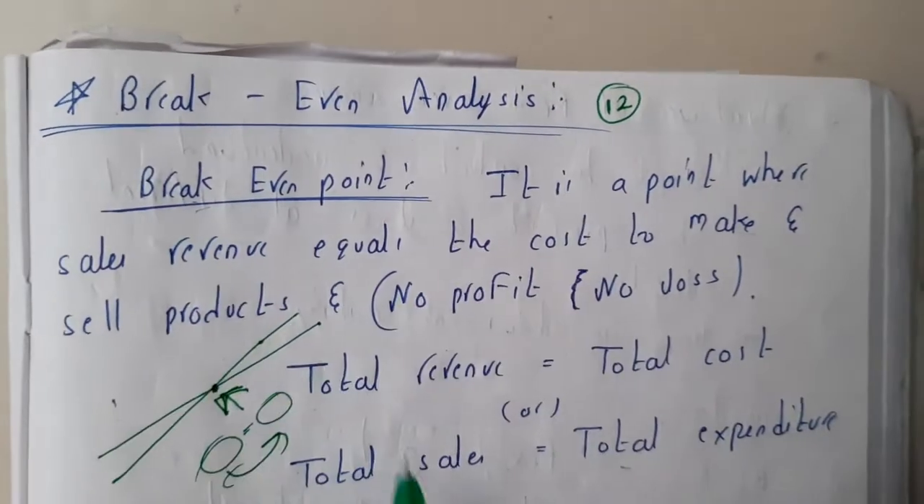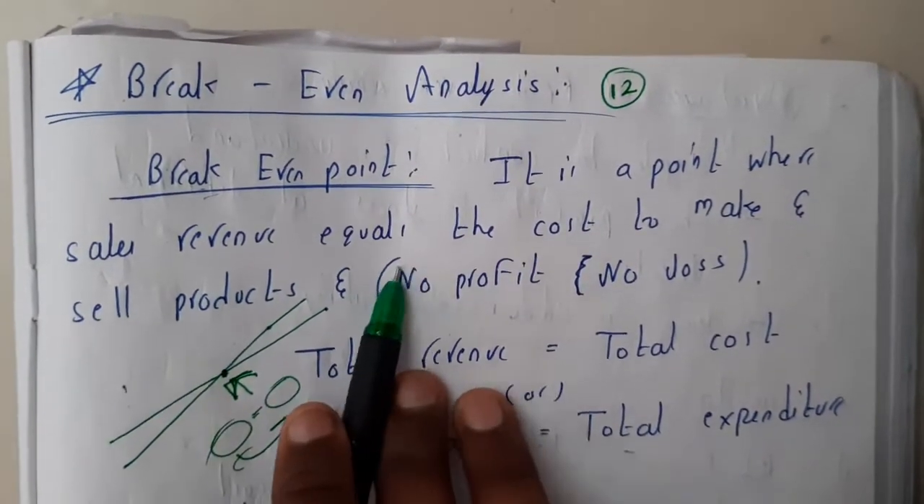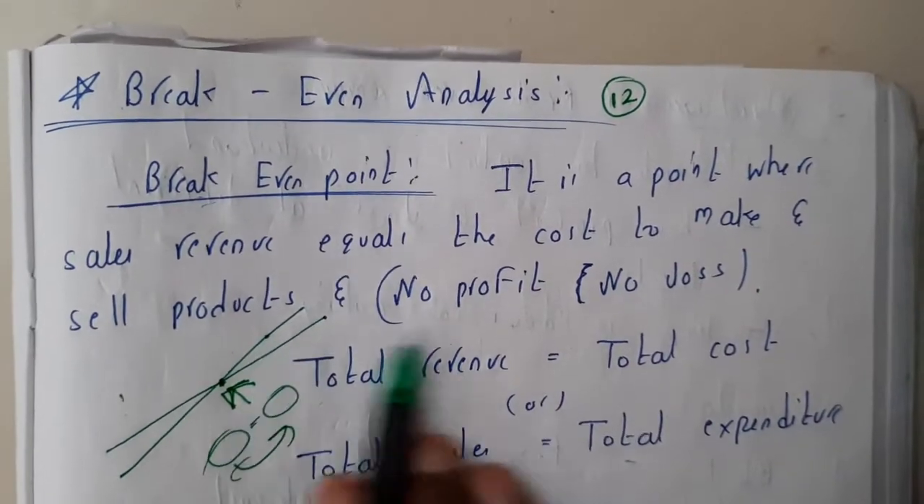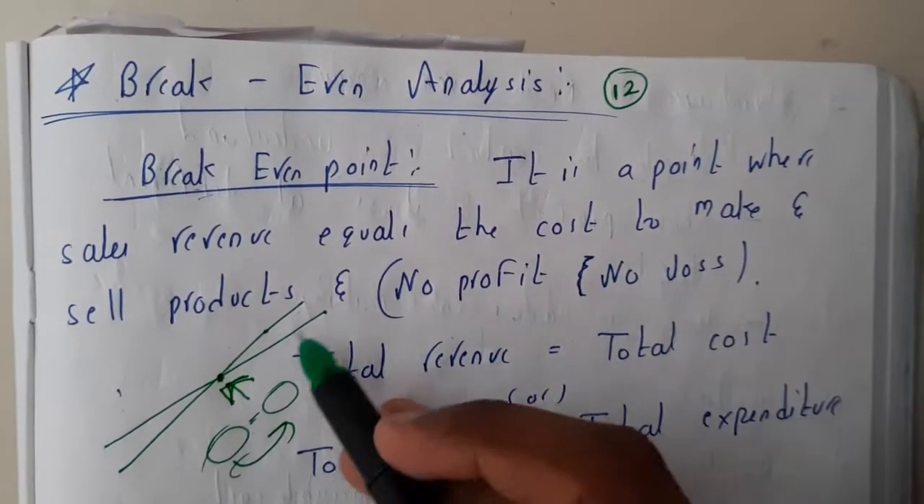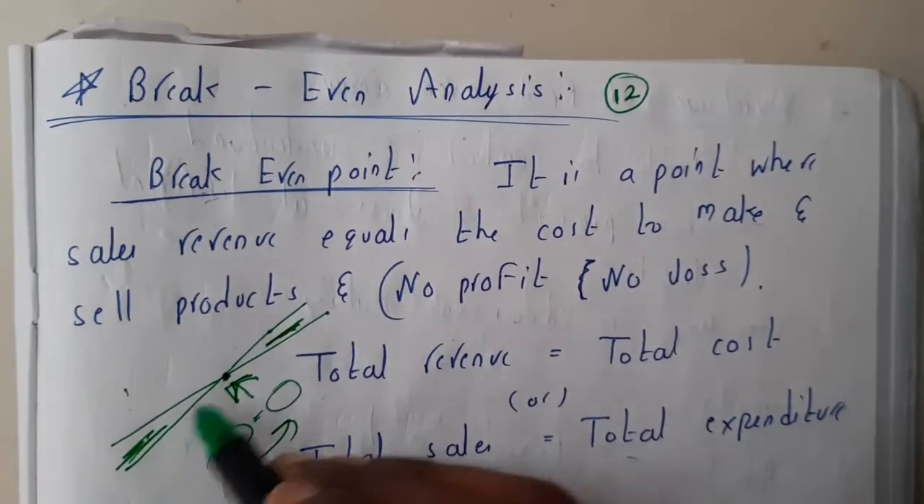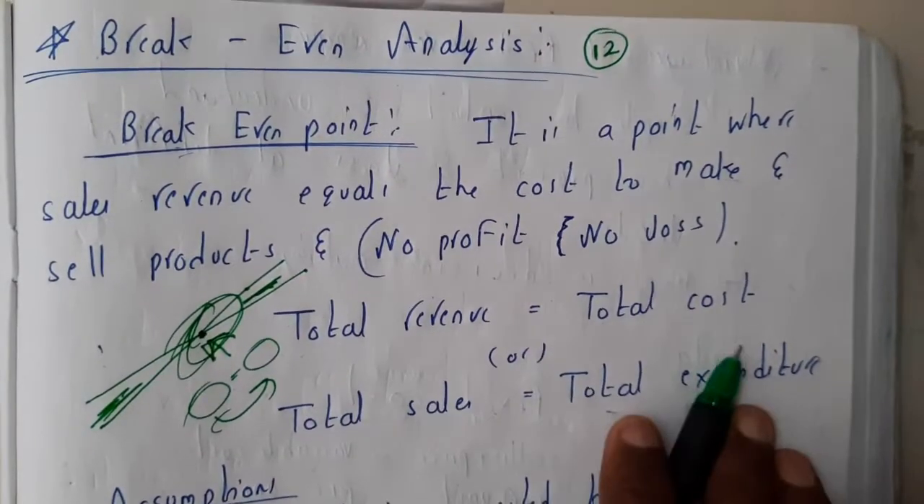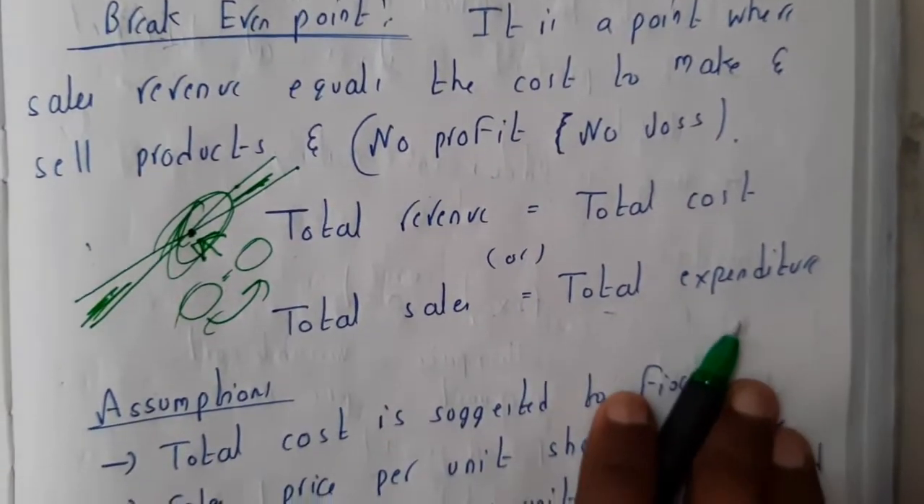So let us go through the definition. Break-even point is the point where the sales revenue is equal to the cost to make the selling product. That is nothing but no profit, no loss. In this situation you are neither in profit nor in loss, and we call this situation the break-even point. That is, total revenue equals total cost, or total sales equal total expenses.